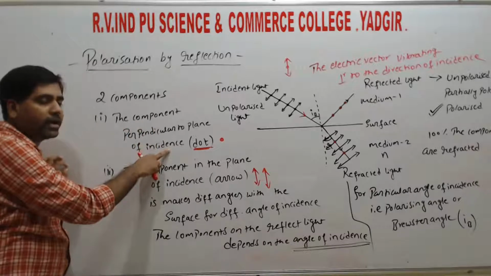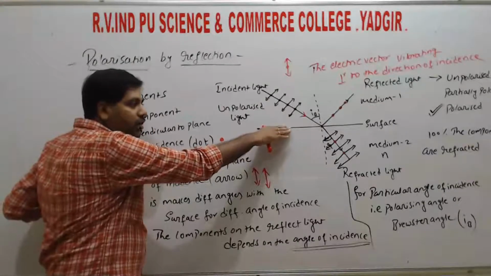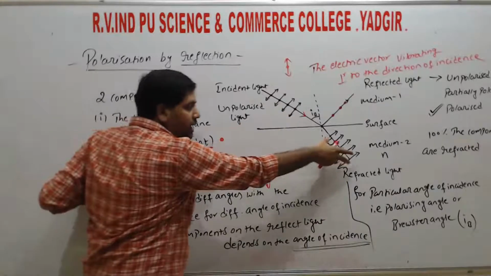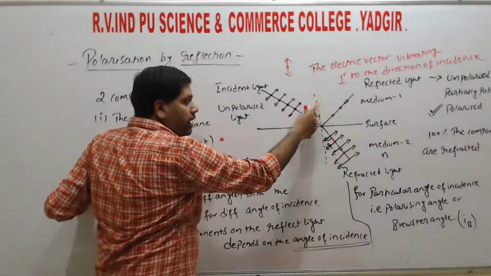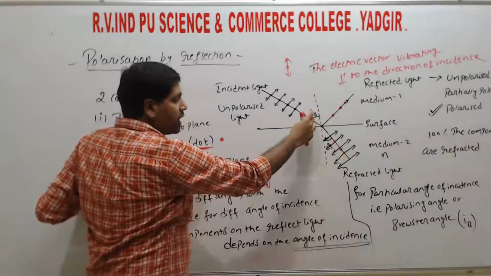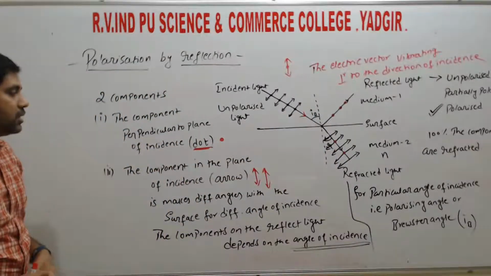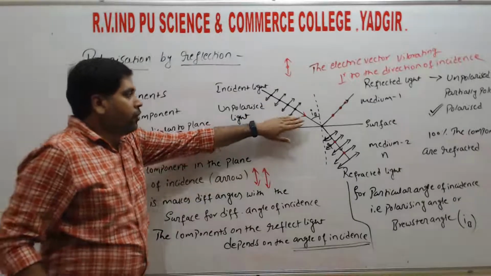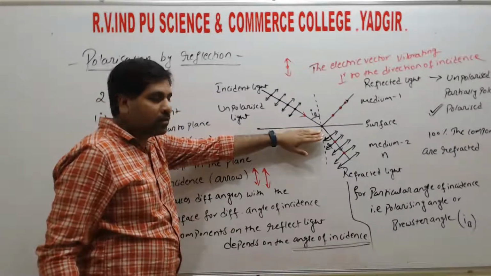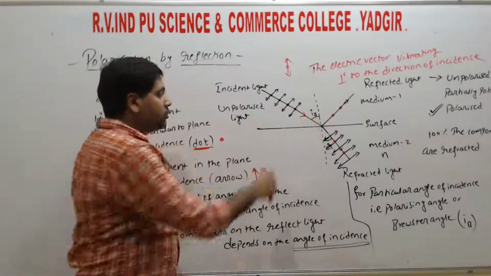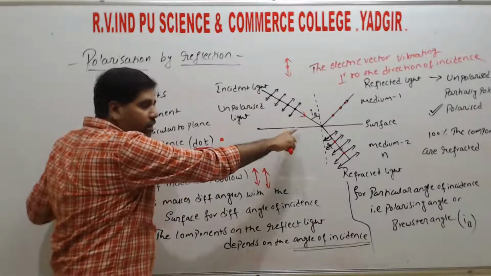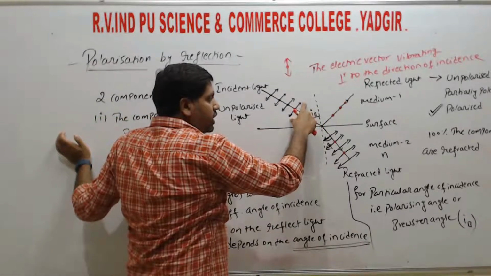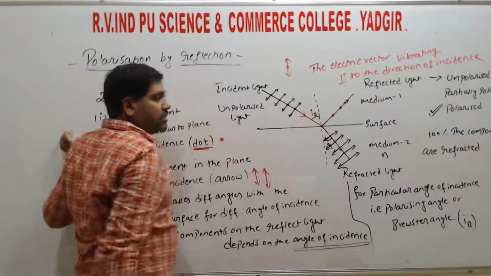The component perpendicular to the plane of incidence is always parallel to the refracting surface. Hence a few percent of these components are refracted for any angle of incidence, and that remains the same for any angle of incidence. Next, the component in the plane of incidence, the arrow mark, makes a different angle with the surface for different angles of incidence. For that reason, in the reflected light, these components depend on the angle of incidence.